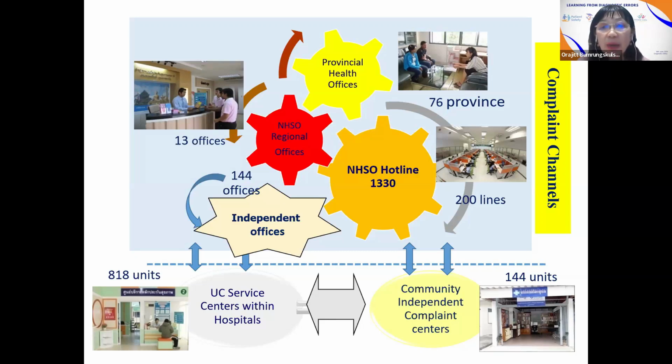Right now there are 144 units that are already registered with the National Health Security Office, and they work closely with the center in the hospital, on the left-hand side. This one belongs to the hospital.